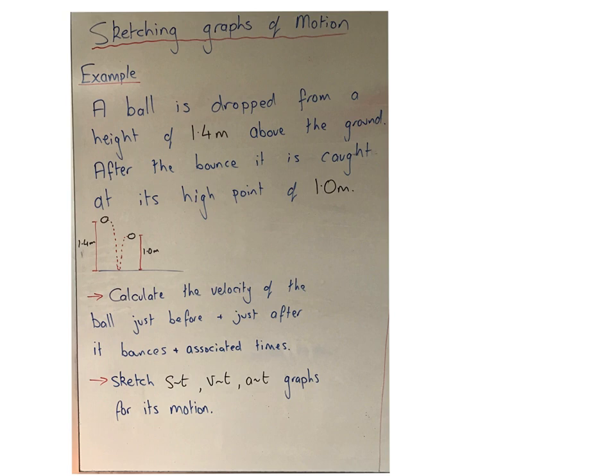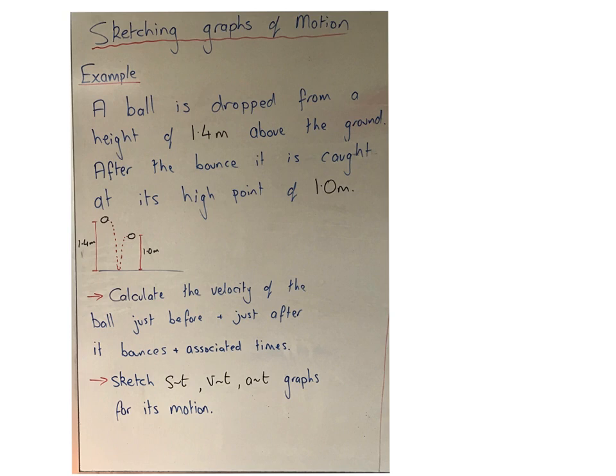Generally what we're looking for when you're sketching graphs of motion is that the shape of the graph is the important idea. In this example, we have a ball being dropped from a height of 1.4 metres above the ground, and it's caught at a high point of 1 metre. So it's dropped, it bounces, and when it reaches a velocity of 0 again, it's caught, at a height of 1 metre above the ground. Clearly the ball is losing some mechanical energy, so the collision would classify as non-elastic.